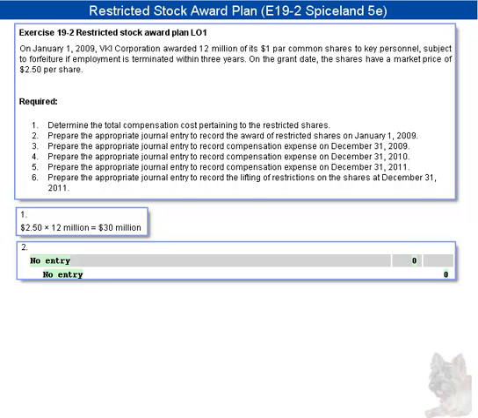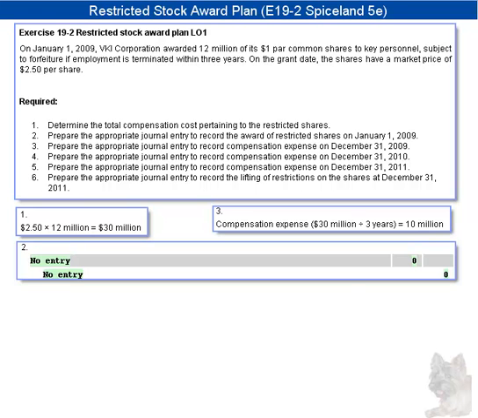Then parts 3, 4, and 5 say to prepare the appropriate journal entry to record the compensation expense on December 31st, 2009, then on 2010 and 2011. Okay, now I've dropped in how we would calculate that compensation amount right there. You see it on the screen. You take the $30 million, which was the total compensation cost that we determined in part 1, and we divide it by the 3 years. So it's $10 million per year, and then the entries are all the same for every year.